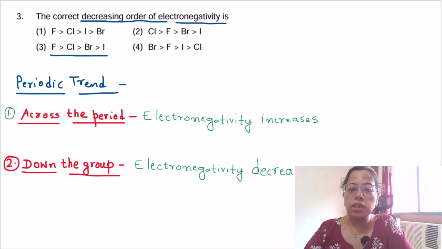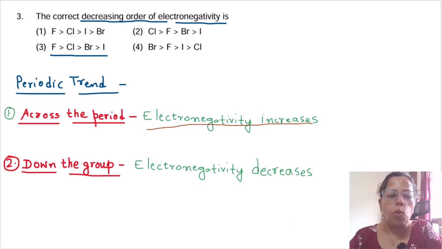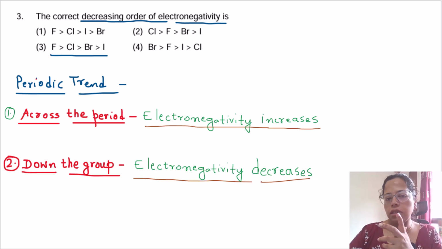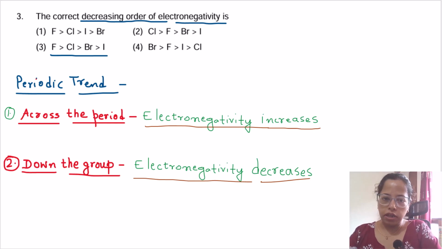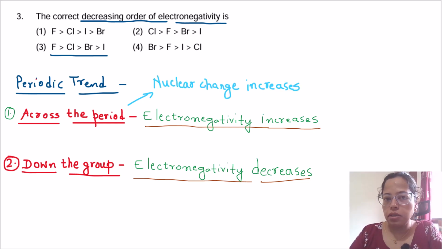Now, what is the periodic trend for electronegativity? Now see, I have written here that across the period the electronegativity increases, while down the group the electronegativity decreases. So what's the reason? Let's again recap whatever we learned in grade 11 and 12. Across the period the nuclear charge increases, that we all know, right? Atomic number increases, number of protons increases, nuclear charge increases, and with the increase in nuclear charge electrons are also consecutively added as we move from left to right across the period.